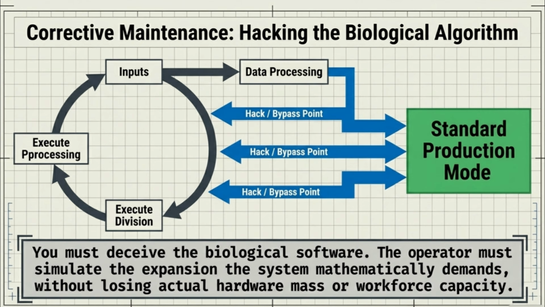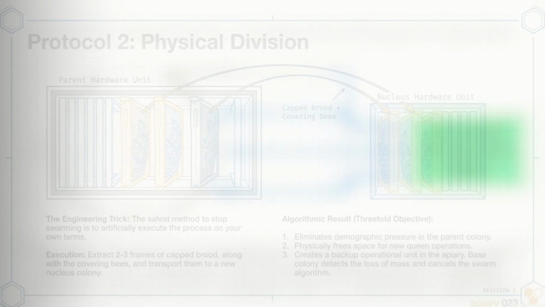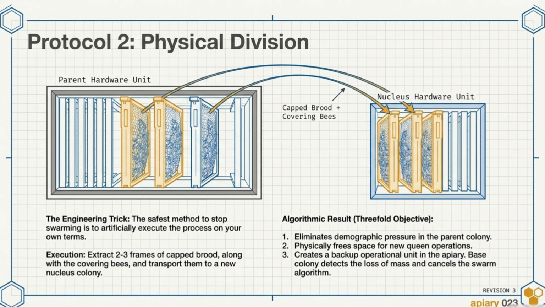This is an engineering trick. Young nurse bees now receive a task. Wax synthesis and cell construction burn their excess energy. Protein pressure in the system immediately drops, and the queen receives the necessary space for continuous egg laying.